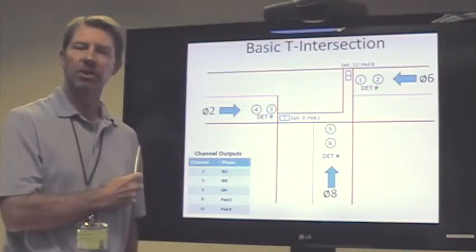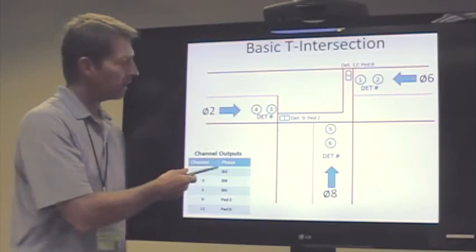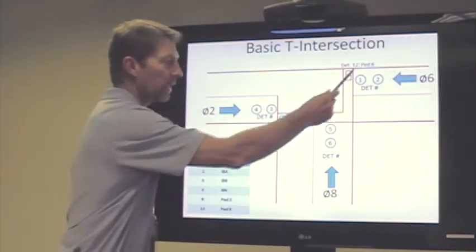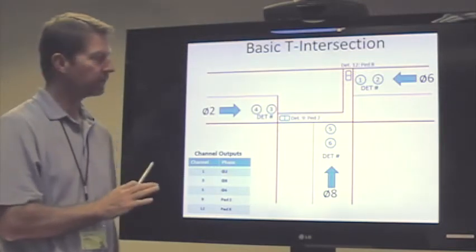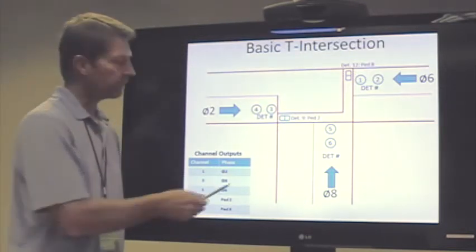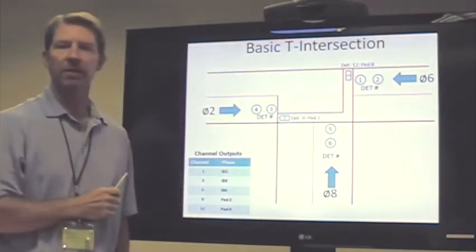Here's a look at the intersection example we're going to use for this video. It's a basic T intersection with 3 vehicle phases and 2 pedestrian phases. It's got only through movements, no left turns, and there are 8 detectors. You'll see 2 here, 2 here, 2 here, and then we've got pedestrian detectors as well.